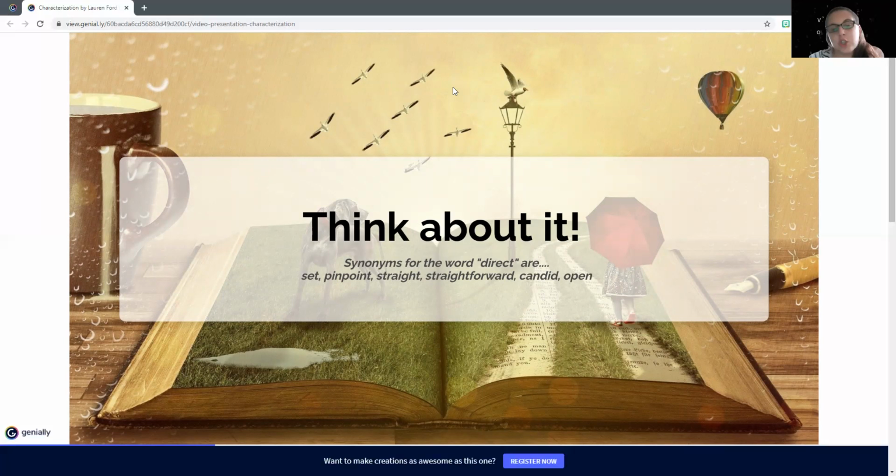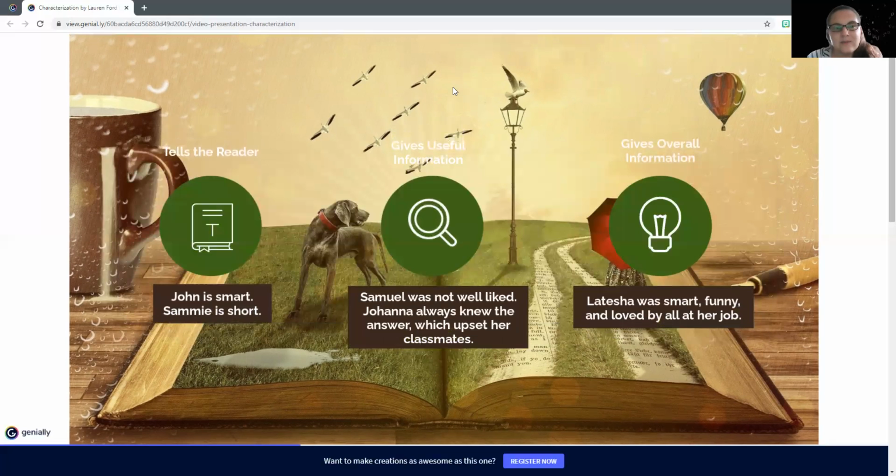Keep in mind that we're talking about synonyms because we're talking about words that can help us to understand the meaning of the word direct in order to truly understand the idea of direct characterization. So if you have a notebook, if you're using a journal this summer to write down the concepts that we're going over, make sure to add that to it as well. Let's look at what the idea of direct characterization is.